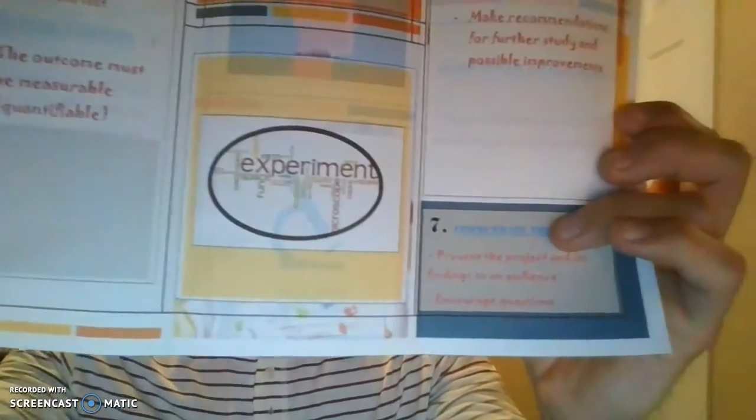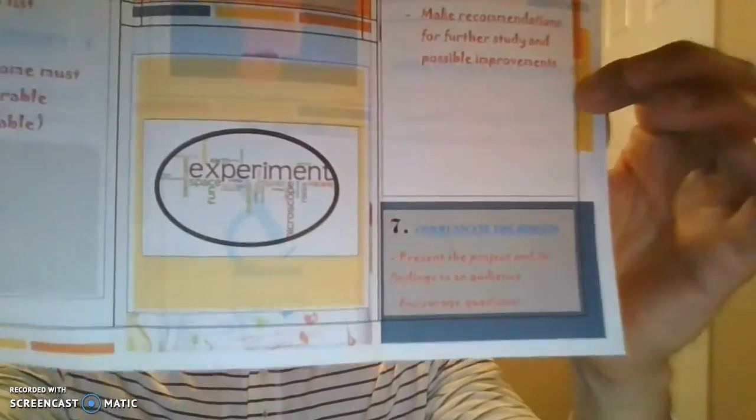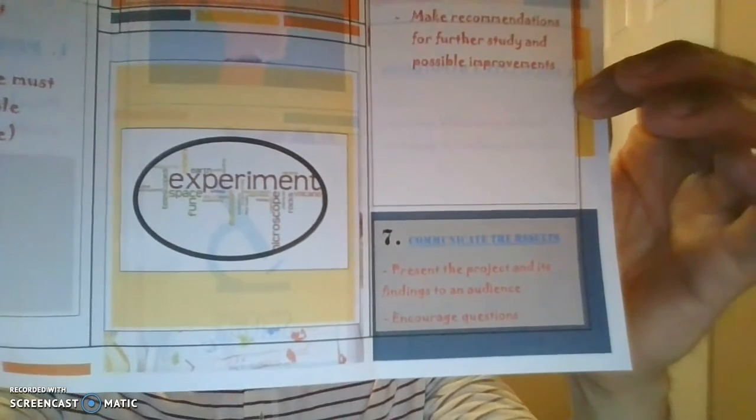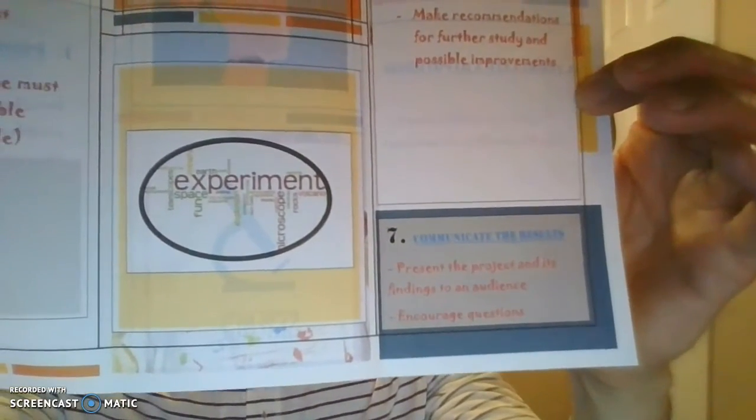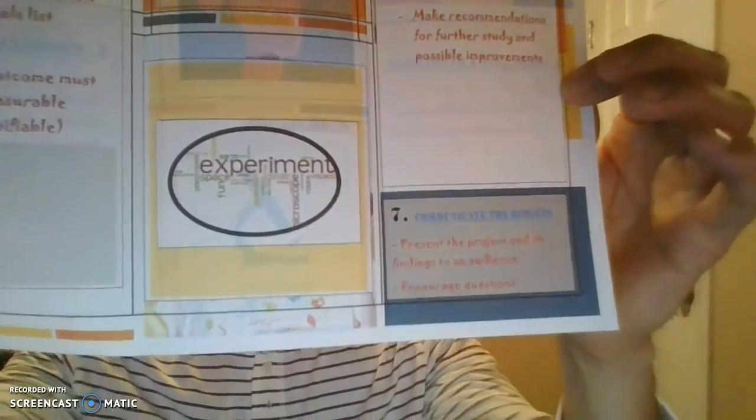And last but not least, we have step 7, which is to communicate the results. Present the project and its findings to an audience and encourage questions regarding these findings.